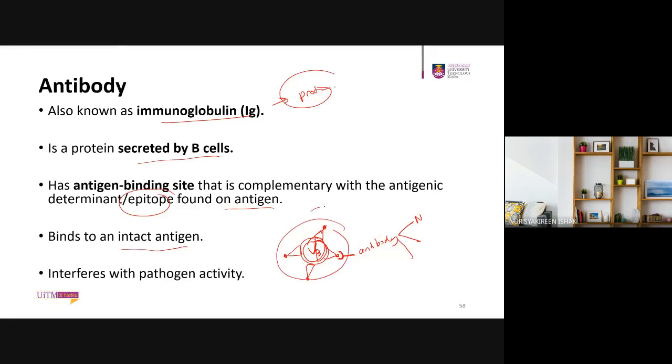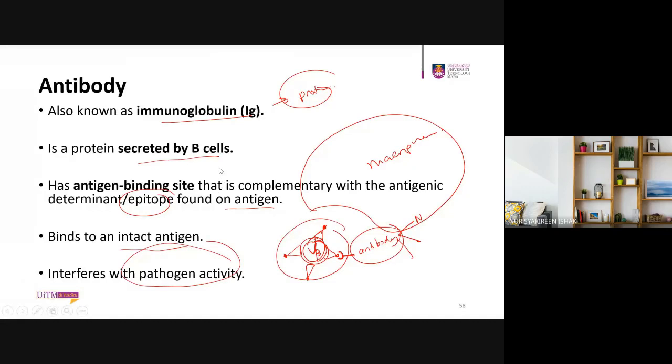So what happens next is that macrophage akan datang, okay, and then engulf that pathogen. Macrophage will come and then engulf that pathogen that is being inactivated by the antibody. Okay. So that's why dia cakap kat sini interferes with the pathogen activity. So once antibody binds to the virus, virus tu tak boleh nak buat apa dah. Okay.